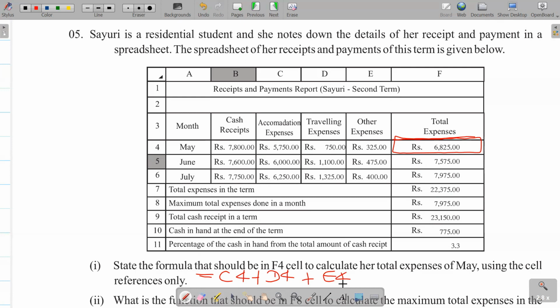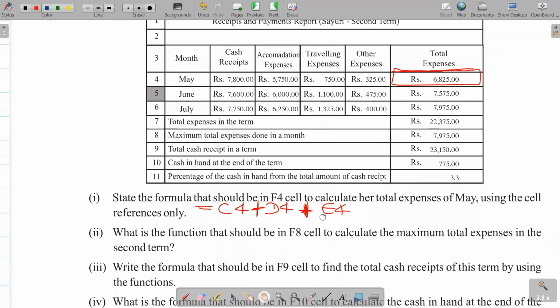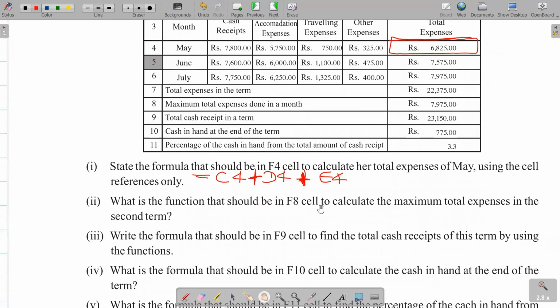Right? So that can be taken as the answer. Since it is asking about a formula, it's better you go with the cell references and the operators. And if you have written sum over here, just take only 1 mark. If you wrote this one, you can have 2 marks. If you wrote some function over there, take only 1 mark.